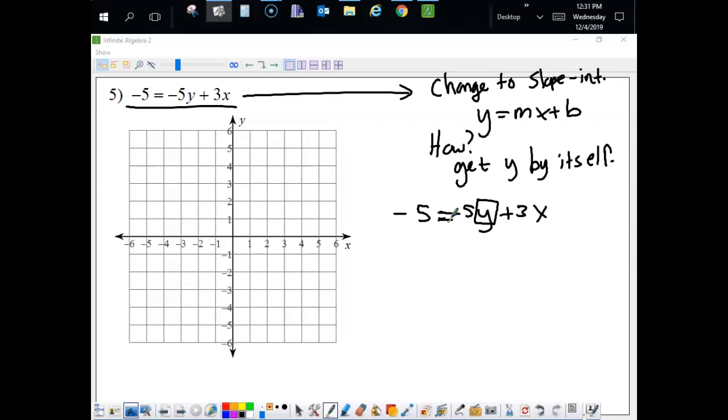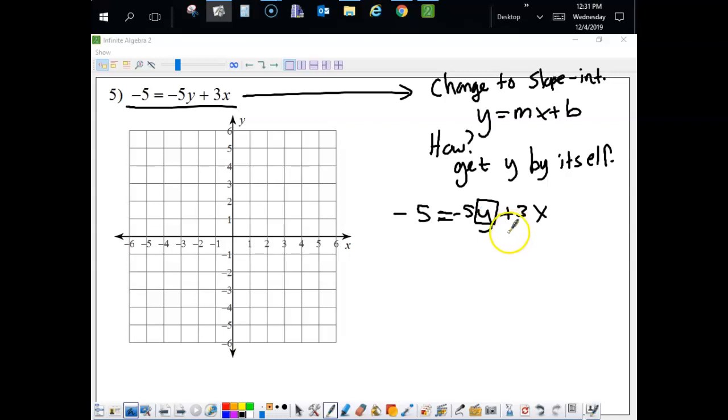So I need to get rid of what? I need to get rid of the 3x. And what else do I need to get rid of? The 5. So now, how do we get rid of the 3x? You're going to subtract 3x, but you have to do it to both sides. That's right. So we're going to subtract the 3x, and then how am I going to get rid of the 5? Divide it. The reason why we're dividing is 5 times y, so the opposite of times is divide.